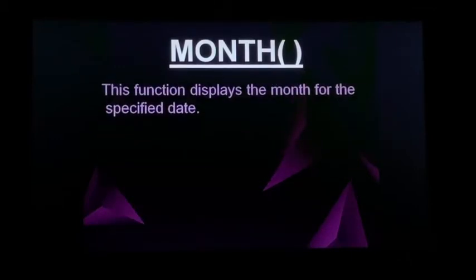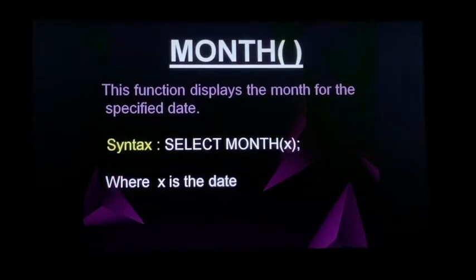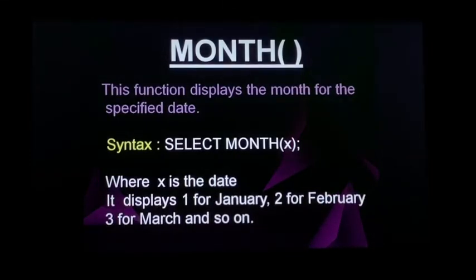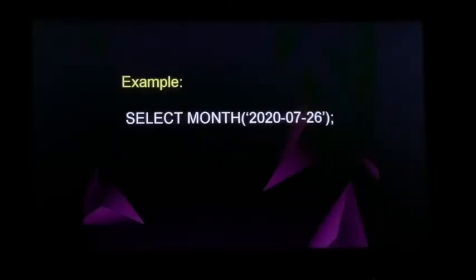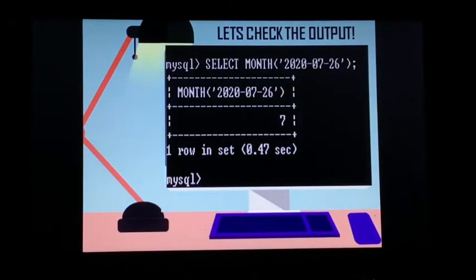First, month. This function displays the month for the specified date. Let's see its syntax. SELECT MONTH(X), where X is any date. It displays 1 for January, 2 for February, 3 for March, and so on. Example, SELECT MONTH of 26th of July 2020. So it will display the month from the date. Let's check the output. You can see that 7 is extracted, which is the month number.